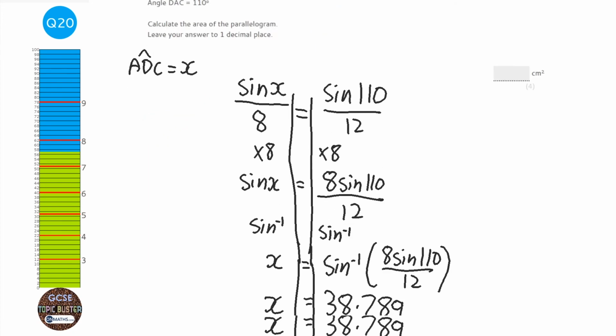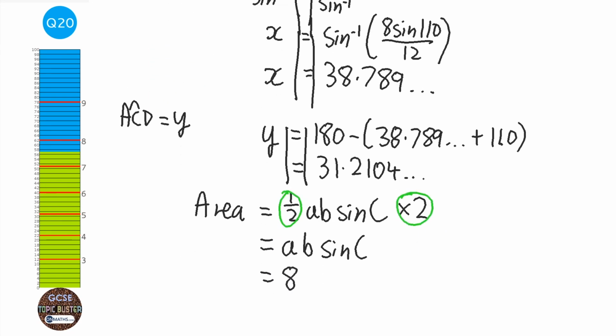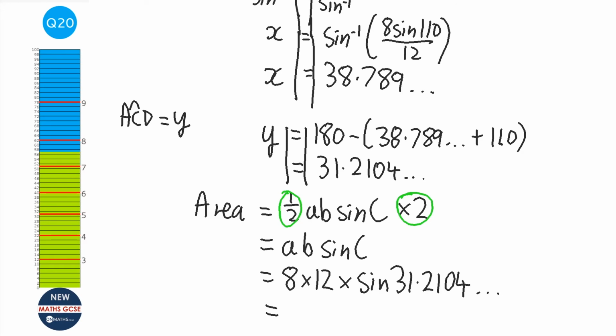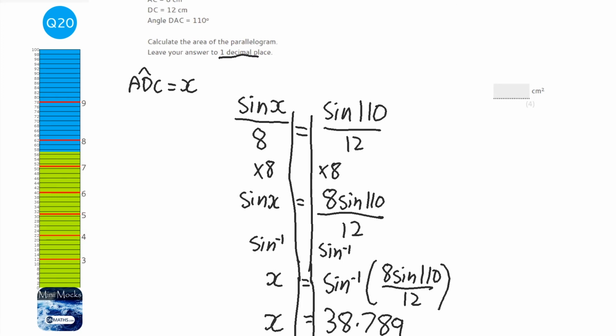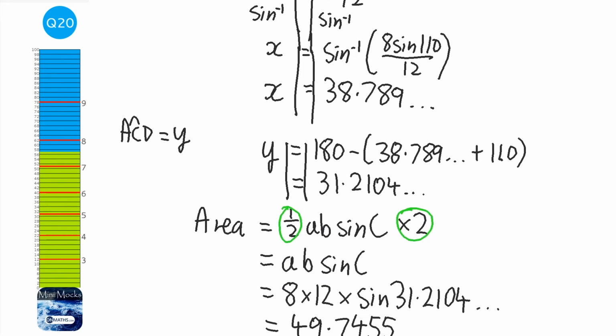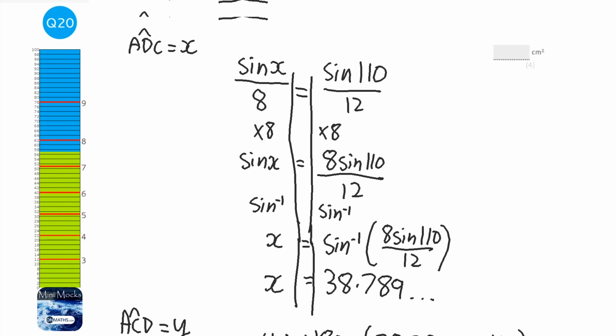Now I've kept that number in my calculator, so I can use it with A and B. A and B are going to be 8 and 12. So it's going to be 8 times 12 times sine 31.2104, blah, blah, blah. So let's quickly use the calculator before it switches off. So I'm going to press sine answer, close bracket, times 12 times 8. And it says the answer is 49.7455, blah, blah, blah. Let's have a look and see the accuracy that I need. 1 decimal place. So that's going to be 49.7.